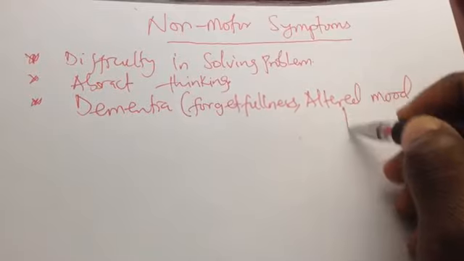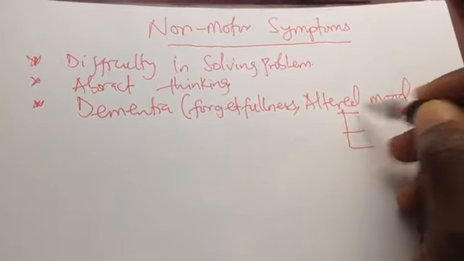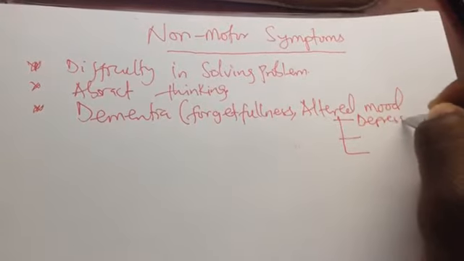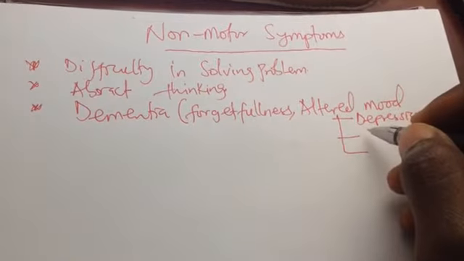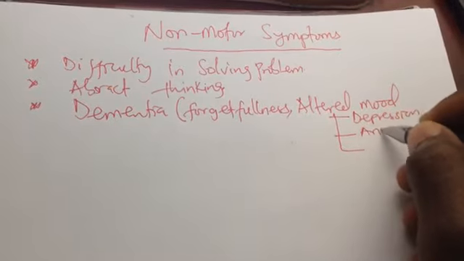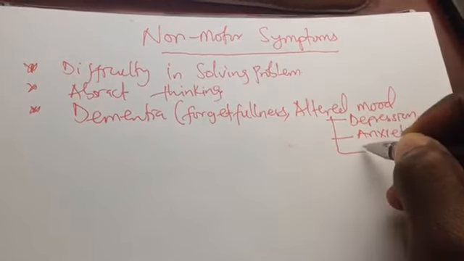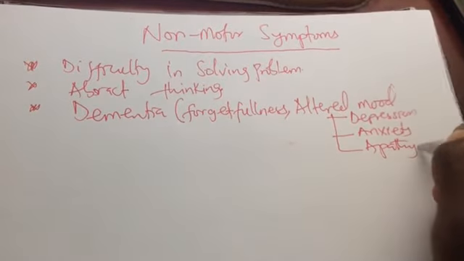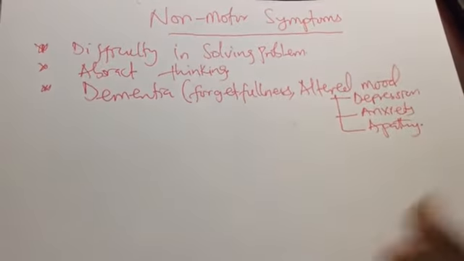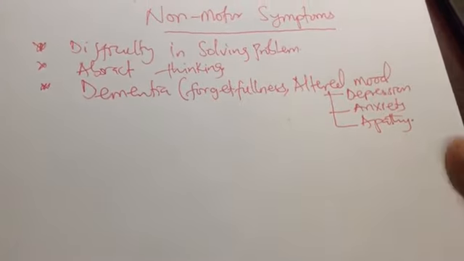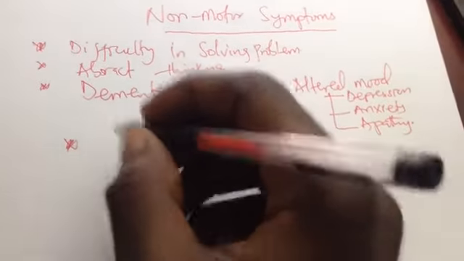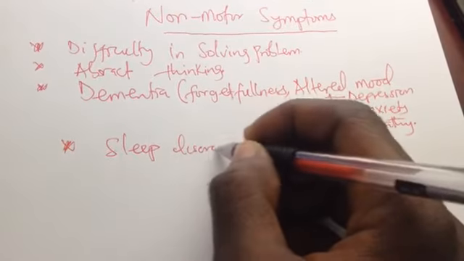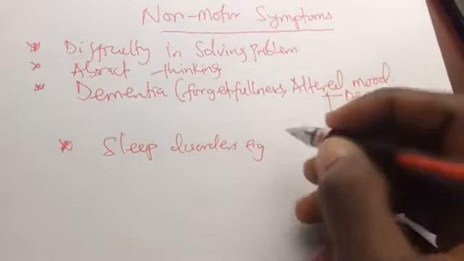And this altered mood is divided into three. Sometimes the patient will have depression, sometimes the person may have anxiety, and sometimes the person may have apathy. So these are the cognitive or non-motor functions. Sometimes there are also sleep problems, like insomnia and other sleep disorders.